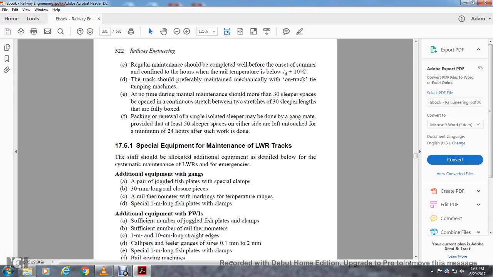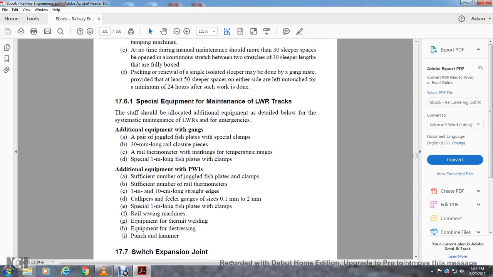17.6.1 Special equipment for maintenance of long welded rail. Staff should be provided with the additional equipment detailed below for systematic maintenance of long welded rail, for emergency use and as additional equipment of the gang. A prepared jogged fish plate with a special clamp, a 30 mm long weld closure space, a rail thermometer marked with the temperature range, and a special 1 meter long fish plate with clamps.